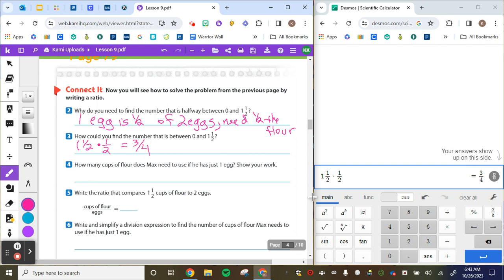So how many cups of flour does he need to use? We already showed our work up here, so we don't have to show our work. We just know that he needs 3/4 cup of flour.